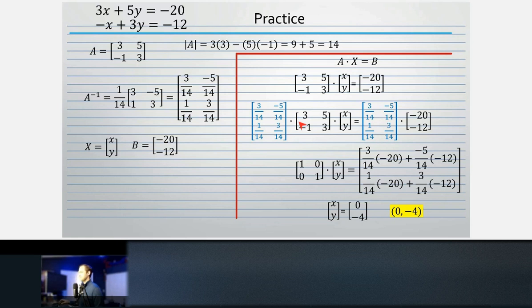All right, how's everyone feeling about using the inverse method to solve a system? Pretty good. Just got to be careful, right? Take your time, double check your work. All right, so we have like 3 minutes left.